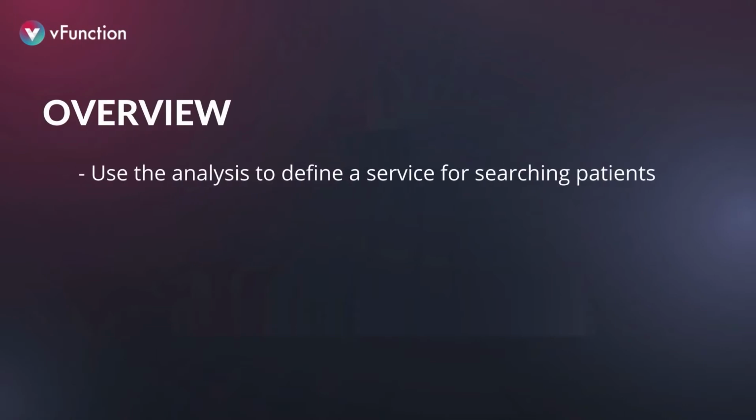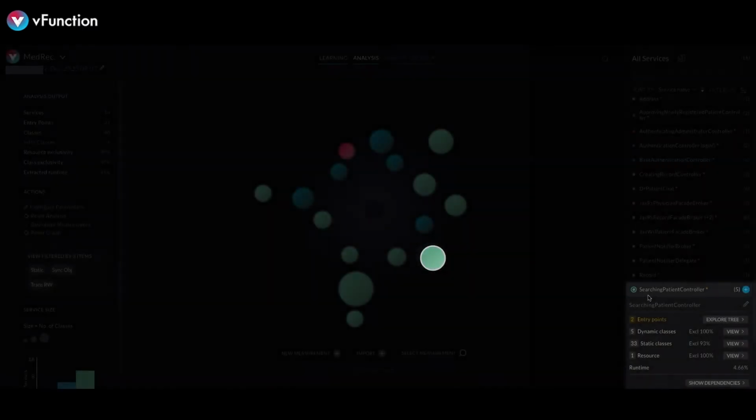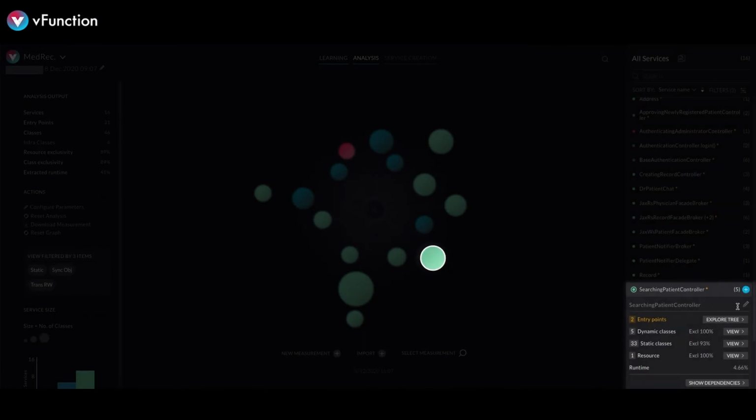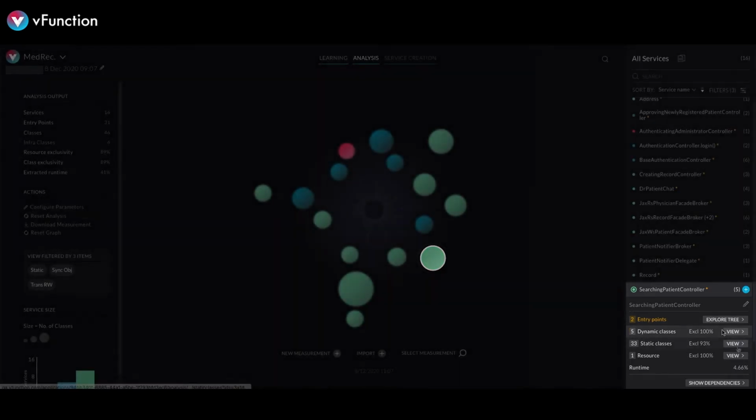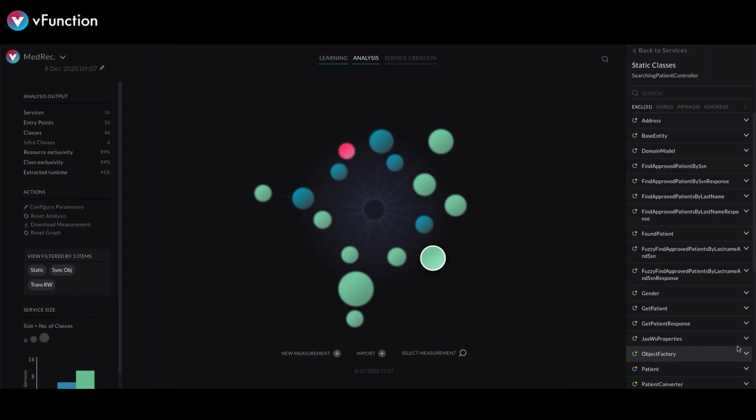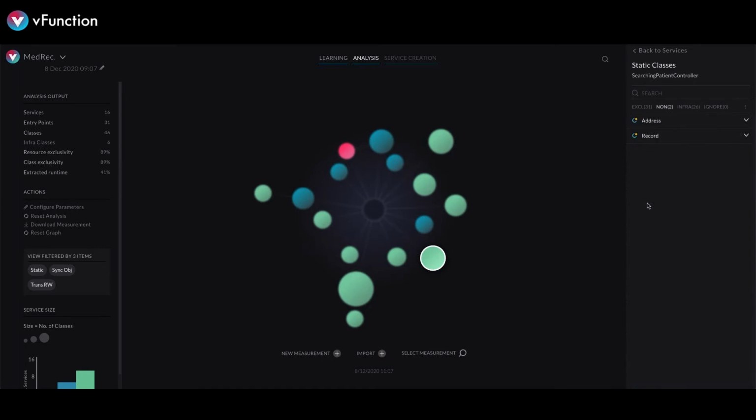Let's use the analysis to define a service for searching patients. The service Searching Patient Controller is almost fully exclusive. Let's see the non-exclusive classes detected by the static analysis. Static analysis identified 31 exclusive classes for Searching Patient Controller. The non-exclusive classes are address and record. Let us look into both of them.